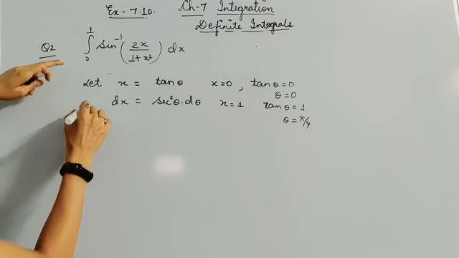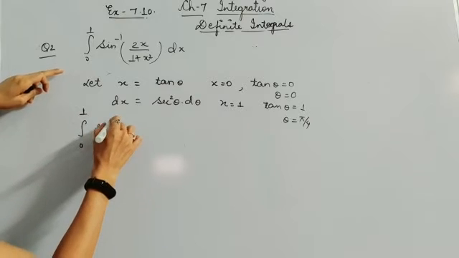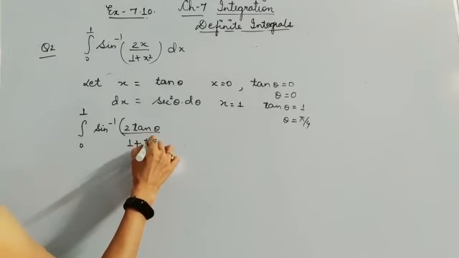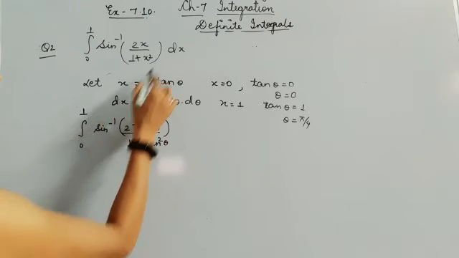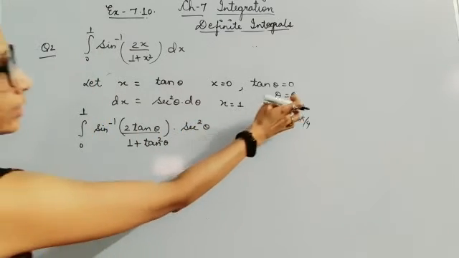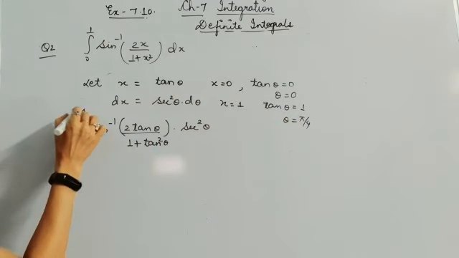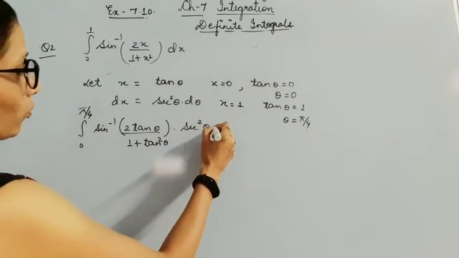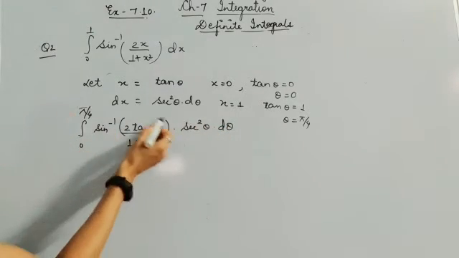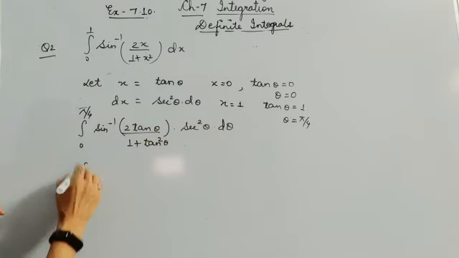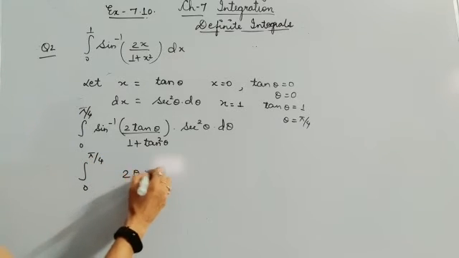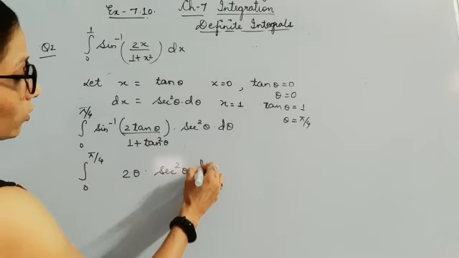So I will be getting 0 to 1, sine inverse of 2 tan theta whole upon 1 plus tan square theta, and in place of dx I will be writing sec square theta d theta. Here 0 to 1 now becomes 0 to pi by 4. So these are the limits for theta. In place of this I can write sine 2 theta, and sine inverse sine 2 theta will just give me 2 theta into sec square theta into d theta.